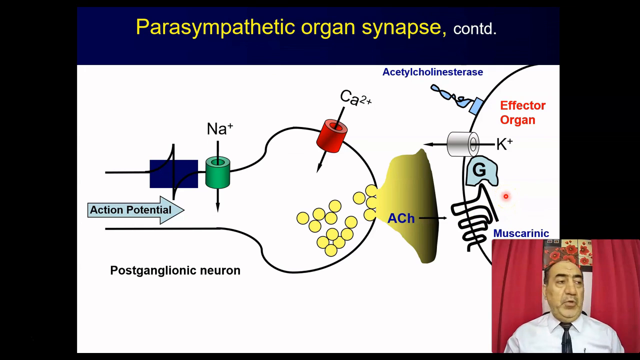This muscarinic receptor could be M2 on the heart, resulting in slowing of heart rate and decreased atrial contractility and conduction velocity. If it's on the eye, it will cause miosis. If it's on the GIT, it will increase secretion, increase motility, decrease sphincter tone, and so forth.